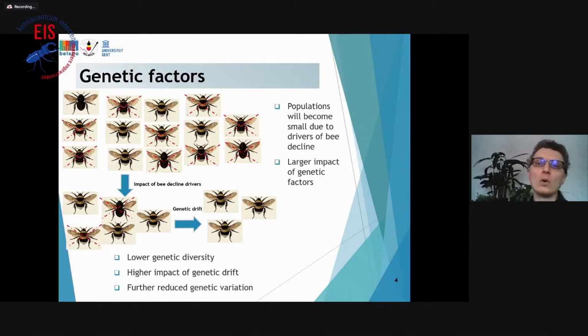But genetic factors can also play a role in this bee decline. Populations can become smaller when these previously mentioned drivers have their impact, lowering the genetic diversity within such populations. And due to random factors, such as genetic drift, rare alleles will be lost, reducing the genetic diversity levels even more. Species with such low genetic variability will theoretically have, in the longer term, less chance to be able to react and survive future environmental changes.